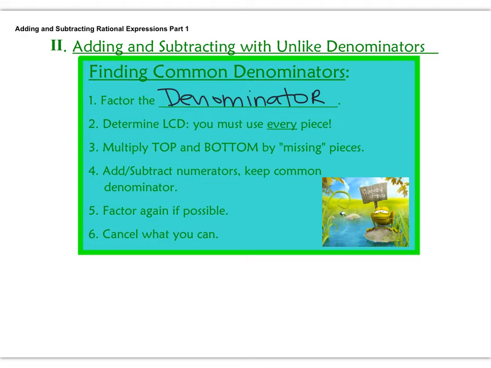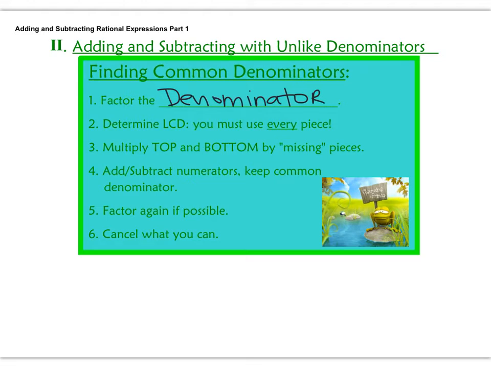Adding and subtracting have very different rules from multiplying and dividing. Multiplying and dividing, everything was kind of fair game. Any top, any bottom, we canceled, we moved things, whatever. So it is different here. When we are adding and subtracting, our goal is to get common denominators first, put it together, then try to cancel things. Okay, so the first thing we need to do is just factor the denominators because we're trying to make those the same.